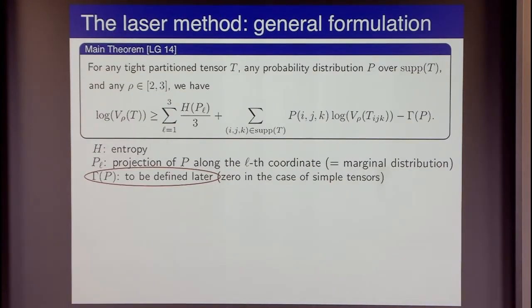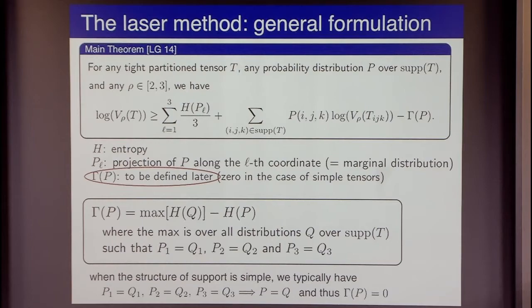So I should now explain what gamma is. Gamma is the max of this quantity minus this. So it's the max of the entropy over all distributions Q, the max of the entropy of Q, where the max is over all distributions Q which have the same marginal distribution as P. And when the structure of the support is simple, this will be 0, but in general it's not 0, and for the 4th power it's not 0.